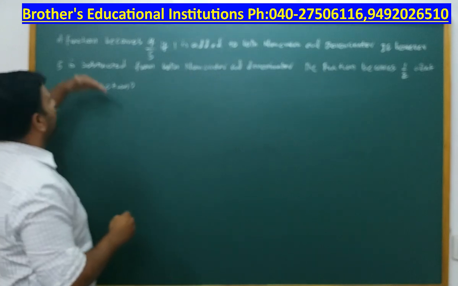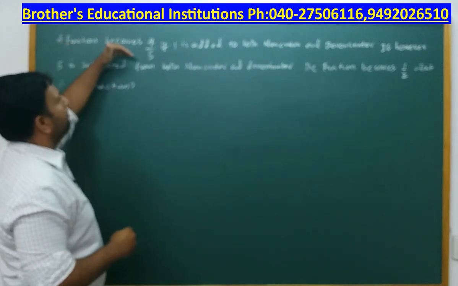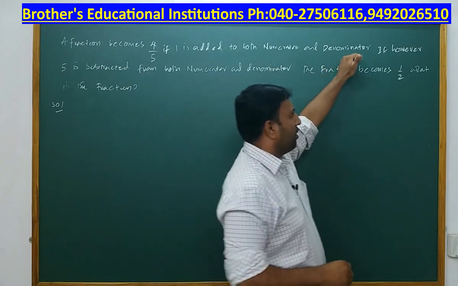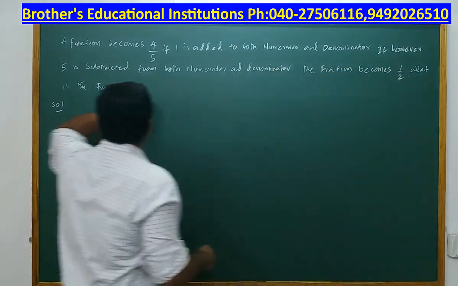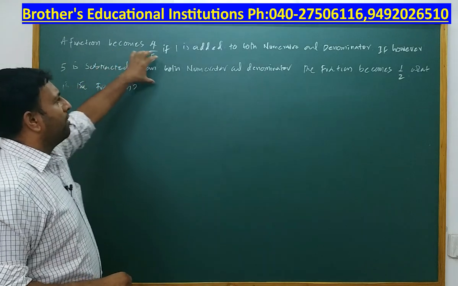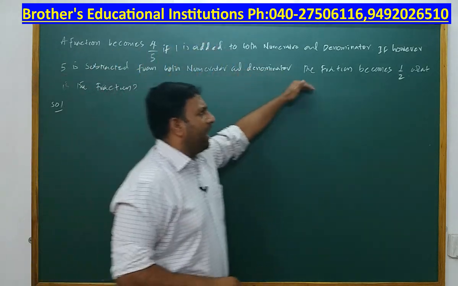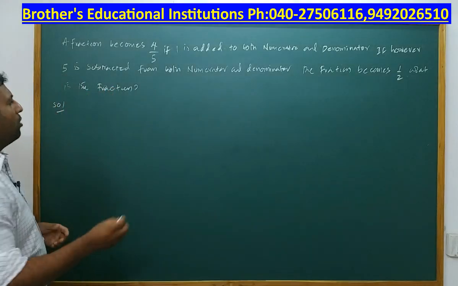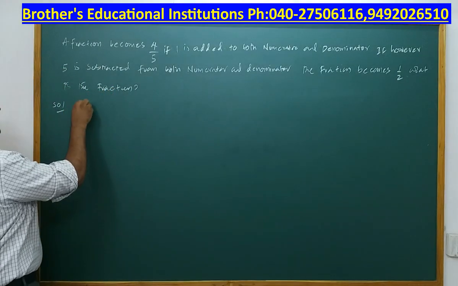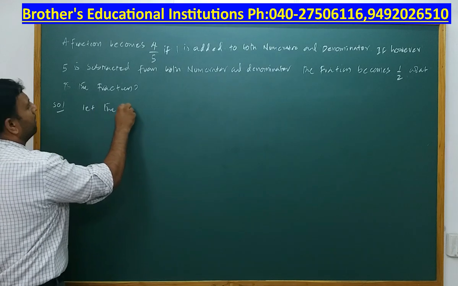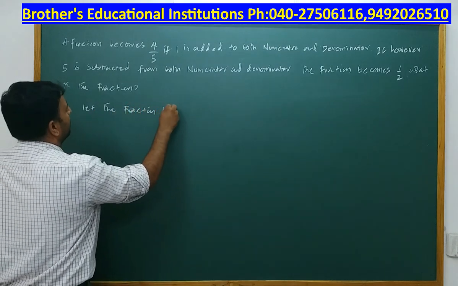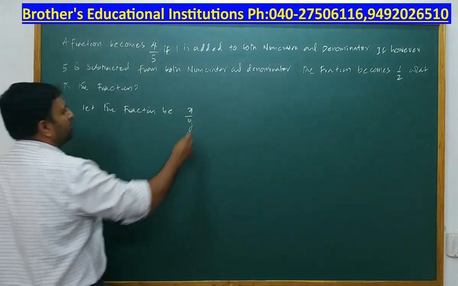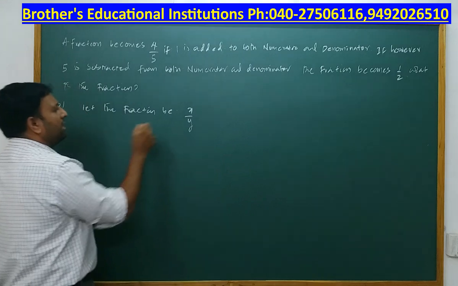Solution. I read the question for you. A fraction becomes 4 by 5 if 1 is added to both numerator and denominator. If, however, 5 is subtracted from both numerator and denominator, the fraction becomes 1 by 2. What is the fraction? Now how do I do that? See here. Let the fraction be x by y. So here I am taking two variables into consideration. The numerator is x and the denominator is y.